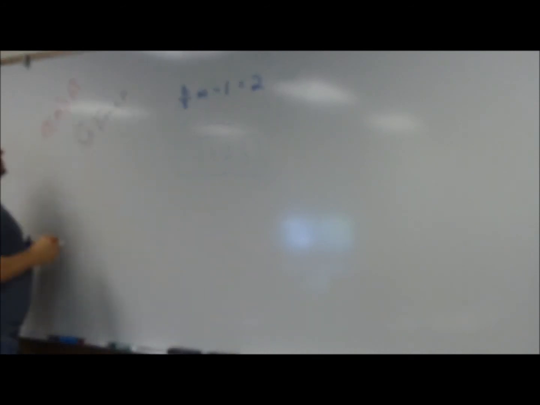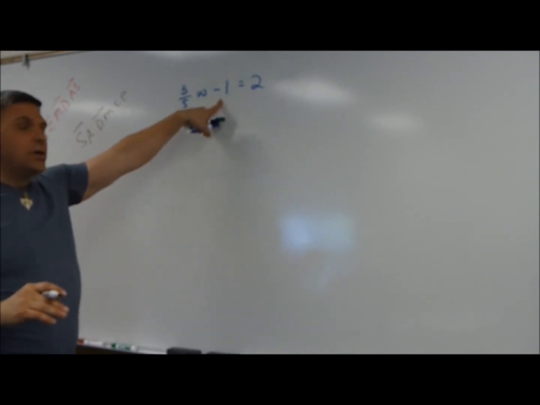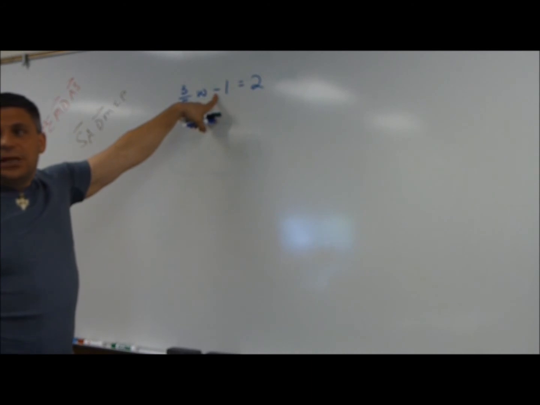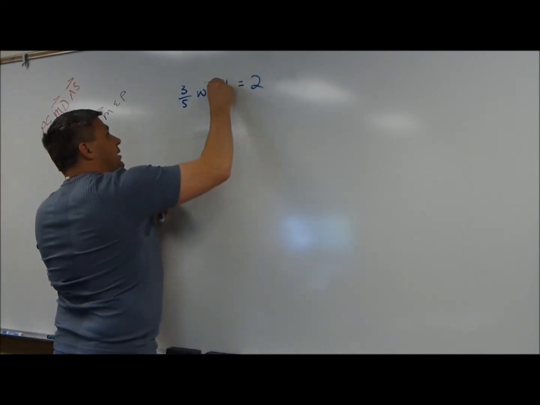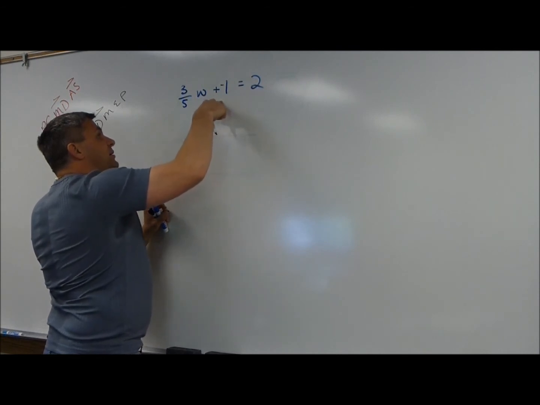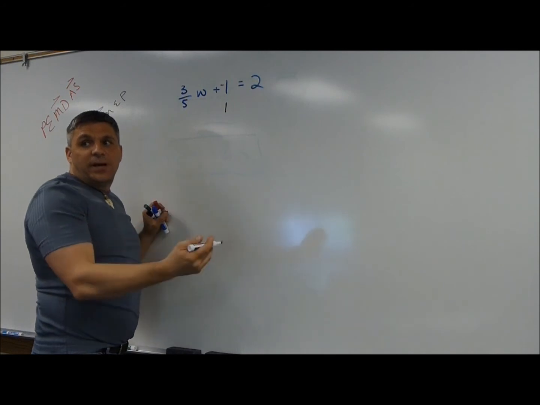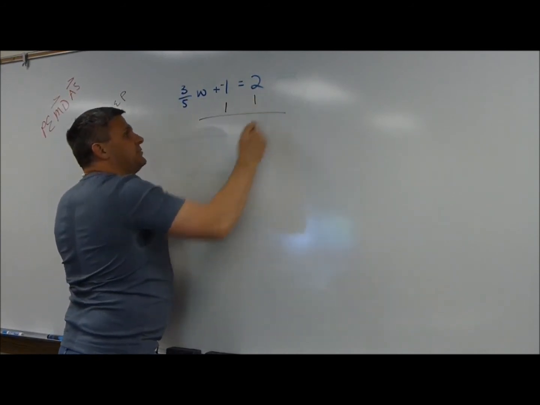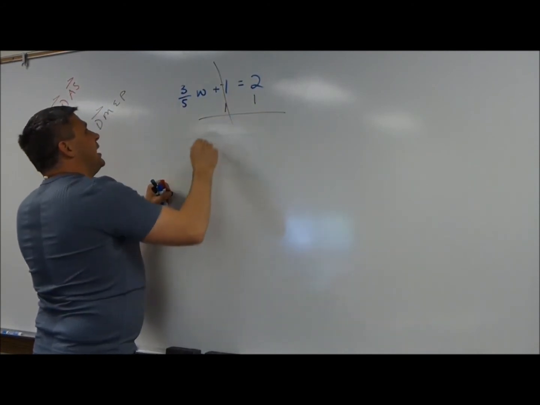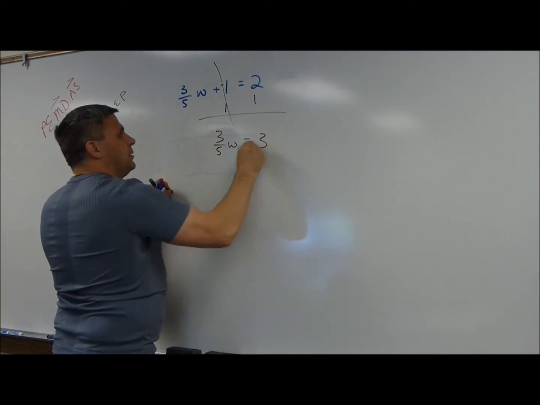Okay? So subtract, whatever is adding or subtracting. And I know that this is really adding a negative. It's adding a negative 1. So I'm going to add the opposite of negative 1, which is 1. But what I do to one side, I have to do to the other. So now I cancel these out, and I get 3/5 w is equal to 3.